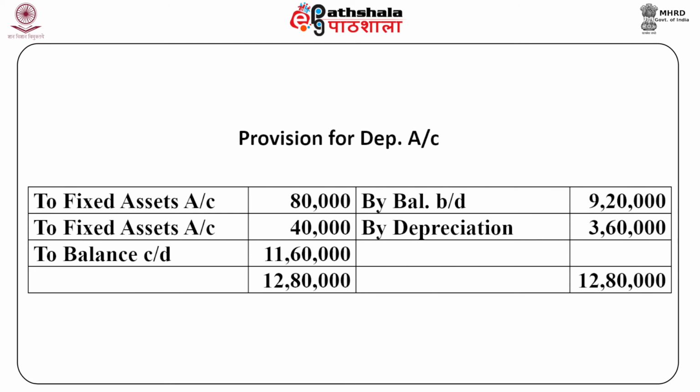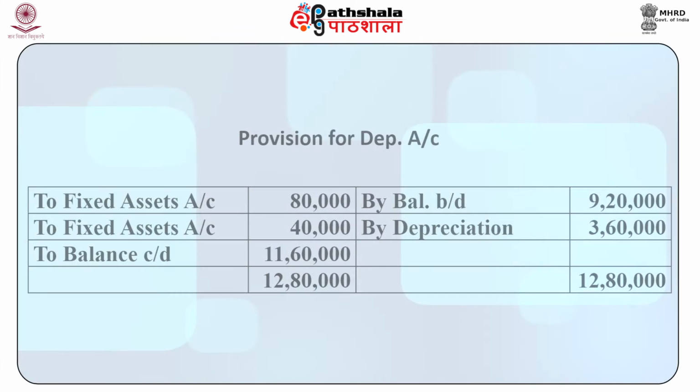By balance brought down 9,20,000. Add to this depreciation 3,60,000. The total of this is 12,80,000. Now look at the left hand side. To fixed assets account 80,000. To fixed assets account again 40,000. And to balance carried down is 11,60,000. The total comes to 12,80,000.